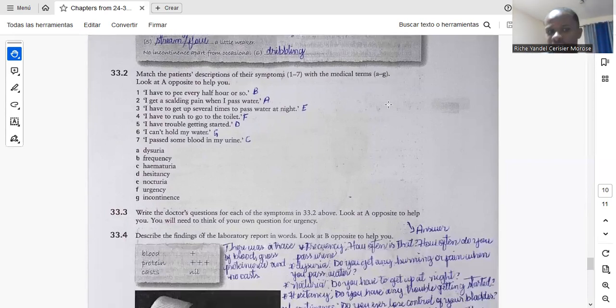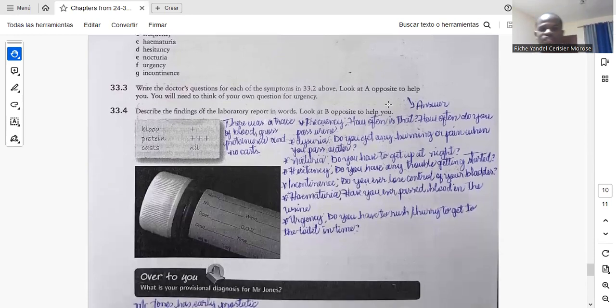Match the patient description to a symptom. I have to pee every half hour or so is frequency. I get a scalding pain when I pass water is dysuria. I have to get up several times to pass water at night is nocturia. I have to rush to go to the toilet is urgency. I have trouble getting started is hesitancy. I can't hold my water is incontinence. I pass some blood in my urine is hematuria. Write the doctor's question for each symptom.